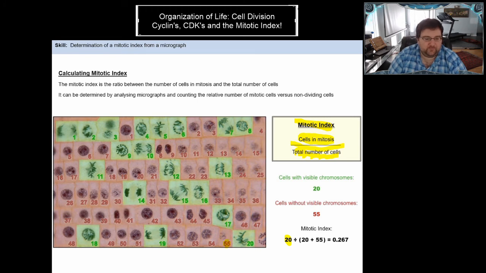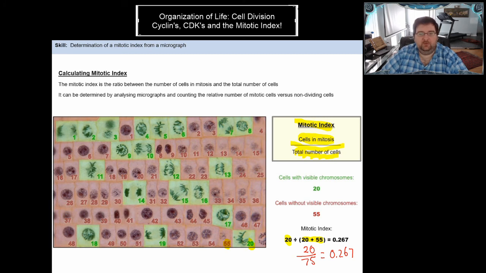Well, there's 55 that are not in division and 20 that are. So 20 plus 55, this would be 75. So you have 20 divided by 75. And 20 divided by 75 is 0.267. So there you go. Our mitotic index is 0.267 or 26.7%. That's how you calculate the mitotic index.